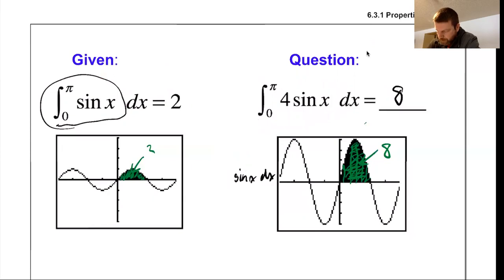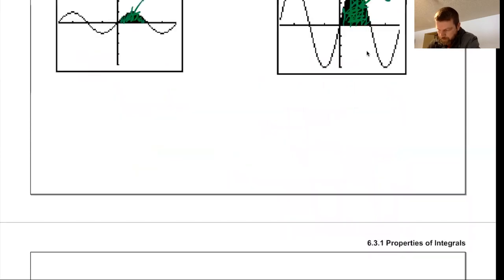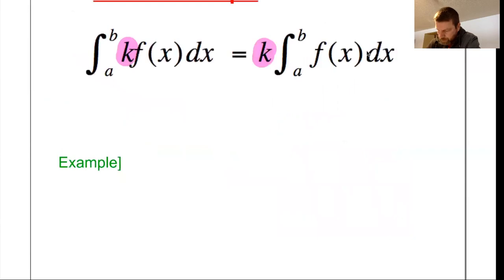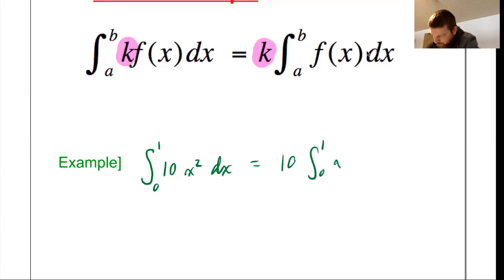So an example for that, if you'd like examples, let's say I've got the integral of, I don't know, 10 times x squared dx. That's going to be exactly the same thing as 10. Oops, let's say we're going from 0 to 1. That's going to be the exact same thing as 10 times the integral from 0 to 1 of the x squared dx.